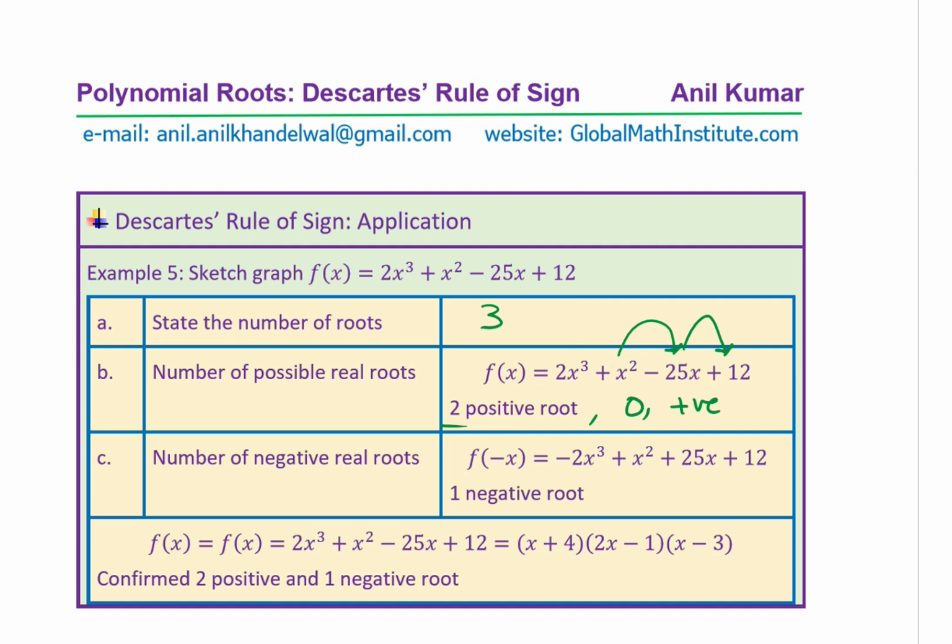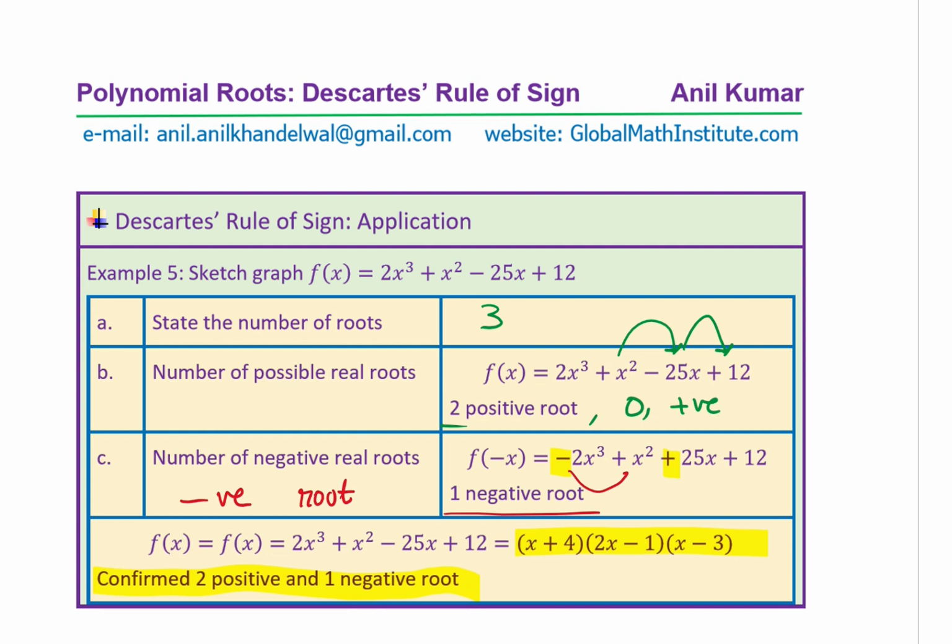Okay. To find the number of negative roots, I will do f of minus x. So that means we are just reversing the sign for the odd terms. Once I do that, let's figure out the changes in the sign. It changes once and then that's it. So there is definitely one negative root. So we are sure about one negative root. Is that clear to you? So positive roots could be 2 or 0, and one negative root. I'd like you to factor this. Once you factor, you get a factored form, and in this form, you can confirm that there are two positive roots and one negative root.